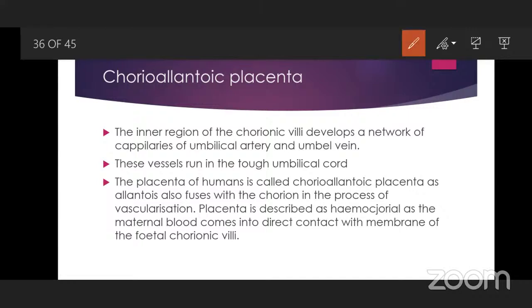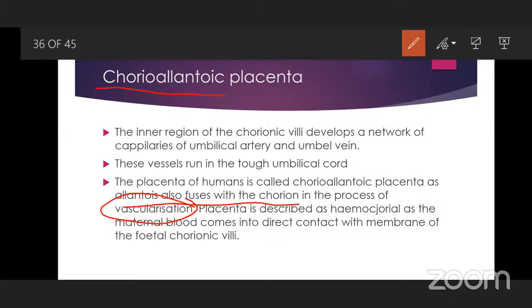The placenta of human is called chorioallantoic placenta, as allantois also fuses with the chorion in the process of vascularization. So chorion and allantois both are fused to form the placenta here in humans, whereas it is a different case in other organisms. So that's why we call them chorioallantoic placenta. And they will be helpful in the process of vascularization, that is supply of blood vessels.